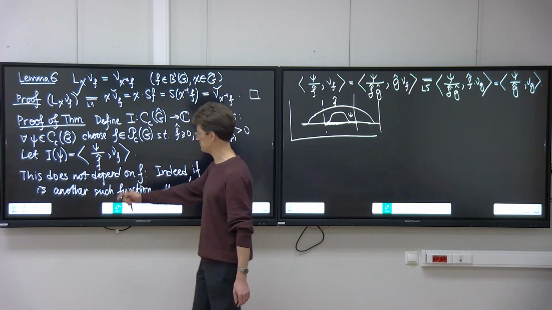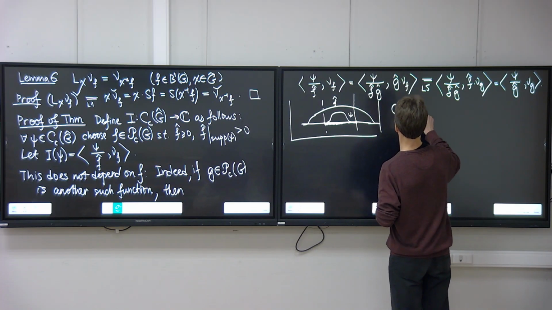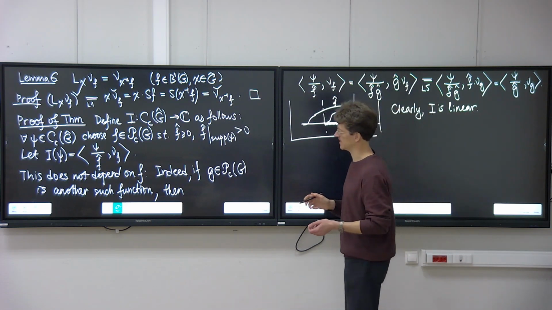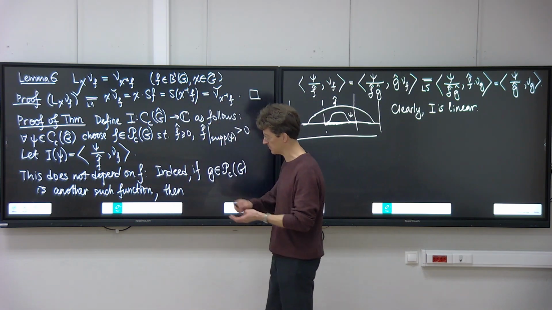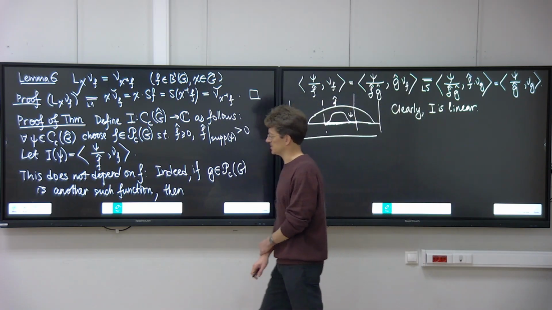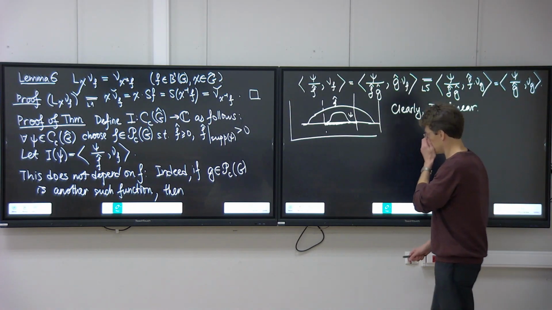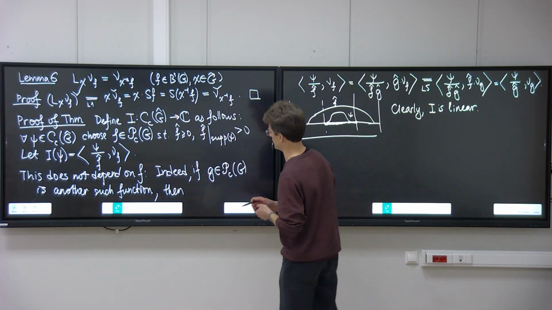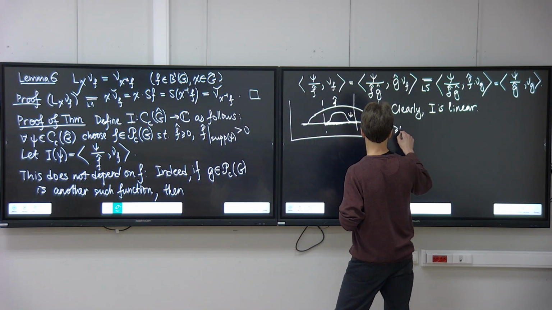Now, since this definition doesn't depend on the choice of f, it's obvious that I is linear. Clearly, I is linear, because if we have two functions, say psi1 and psi2, we can choose a common f which works for both psi1 and psi2. The union of their supports is compact, so we can choose the same f for two functions, and this implies that I is linear. Also, it is positive, because so we know that f is positive definite.